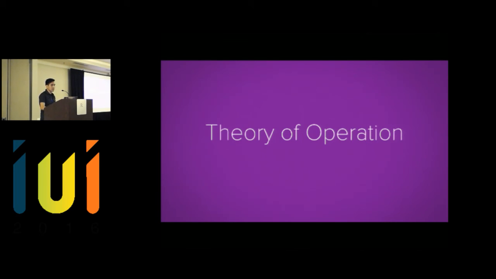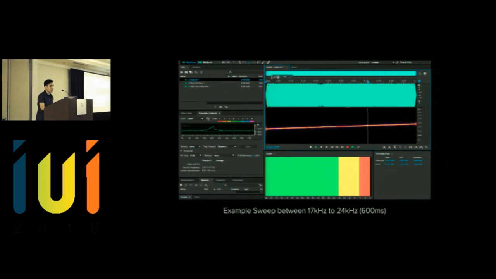But again, most of these techniques rely on special purpose hardware, whereas SweepSense takes advantage of devices' existing speakers and microphones. So how does SweepSense work? Let's dig into some details. First, the speaker emits a continuous inaudible frequency sweep. So the question then is, why use a sweep instead of just one frequency tone?